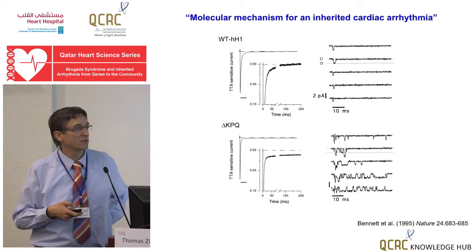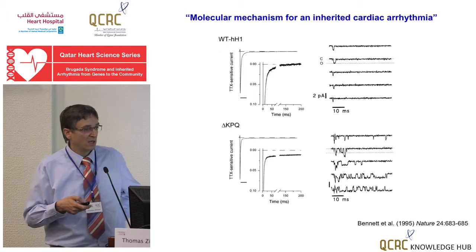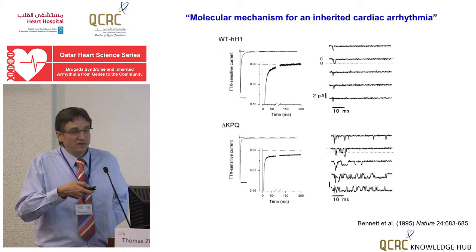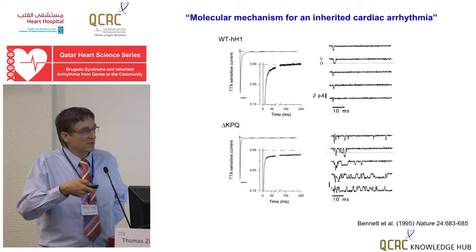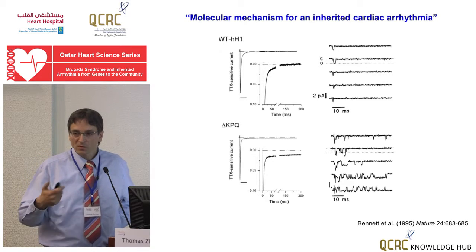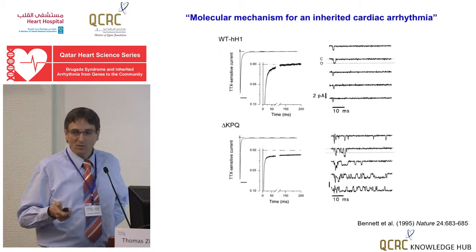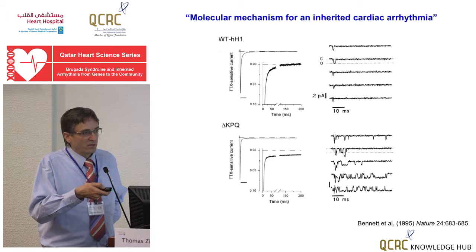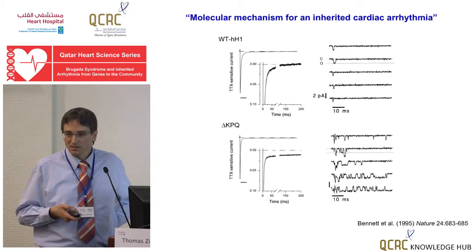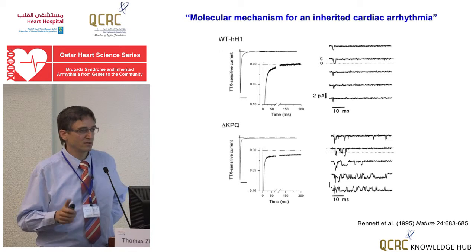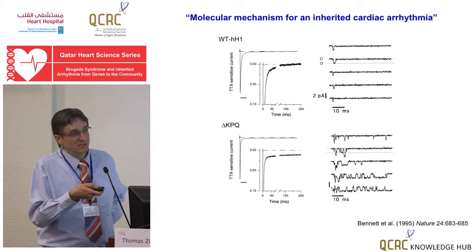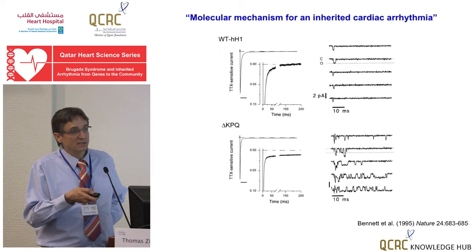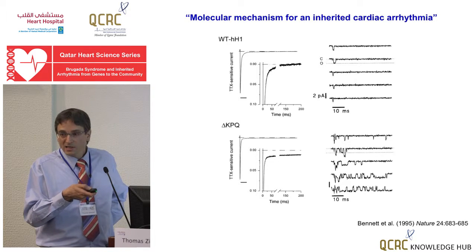This was the first mutation known causing LQT3, it's delta KPQ. And again, you have a very similar current. In this whole cell current, there's a large inward current, and the channel inactivates rapidly almost to zero. So it's almost closed. The point is almost, because only 3% of the sodium current remains, and this is called persistent current or sustained current. If you analyze single channel traces, you see at the beginning, of course, again, openings, but you also see reopenings later.